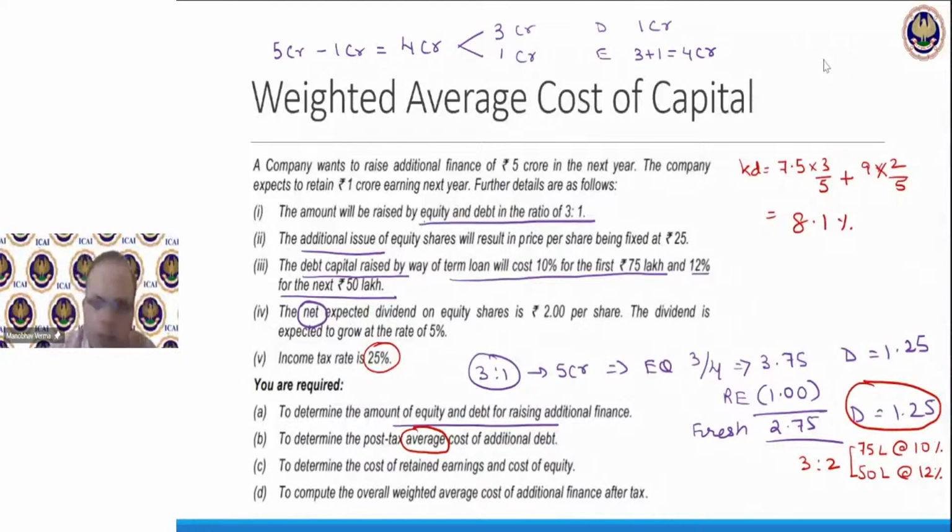So we are looking at D1, right? The net expected dividend is 2, so D1 is equal to 2 into 1.05. Hence, we are looking at 2 into 1.05 divided by P0. So what's my P0 here? It's 25, because they're saying that the share price is 25 here, plus G.